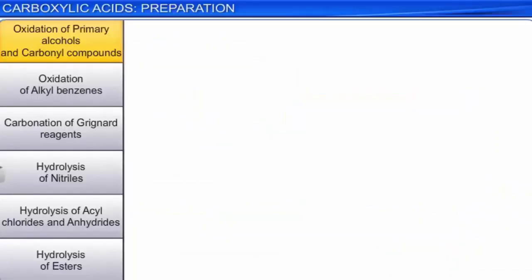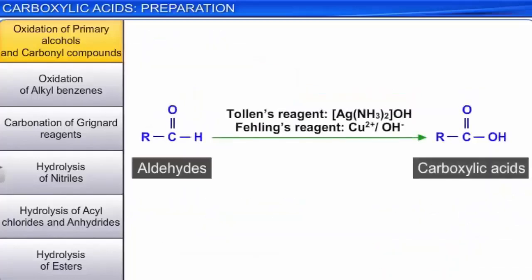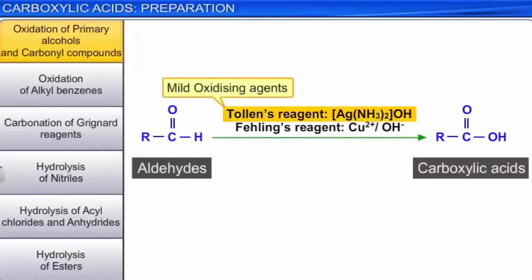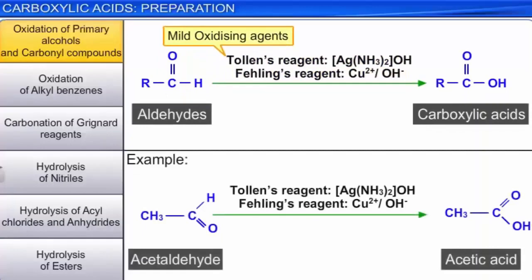Aldehydes can also be oxidized to the corresponding carboxylic acids, even with mild oxidizing agents such as Tollens reagent or Fehling's reagent. For example, acetaldehyde is oxidized to acetic acid in the presence of Tollens or Fehling's reagent.